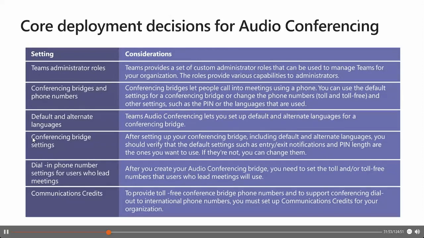Further, we need to have a discussion about default and alternate languages that are available for the conferencing bridges themselves. The conferencing bridge settings include a default and alternate language, a PIN that is required, an entry and exit notification, and other things that you can configure. Then there are the dial-in phone number settings for users who lead meetings. After you create a conferencing bridge, you need to set toll and/or toll-free numbers that the users who lead meetings will use.